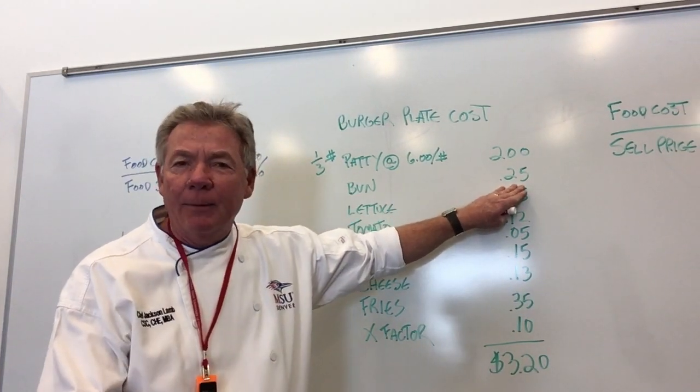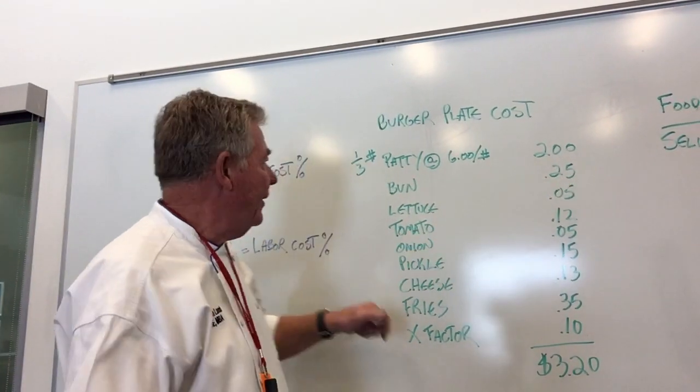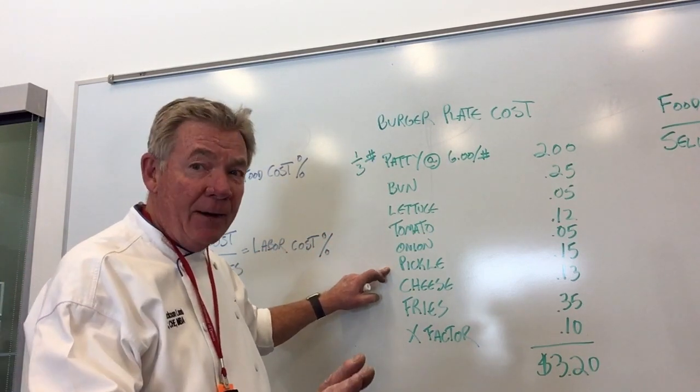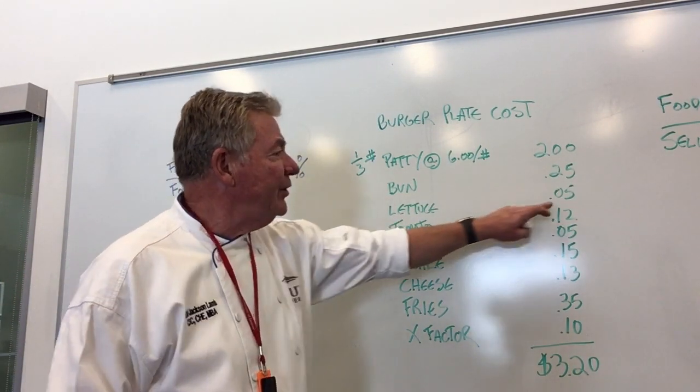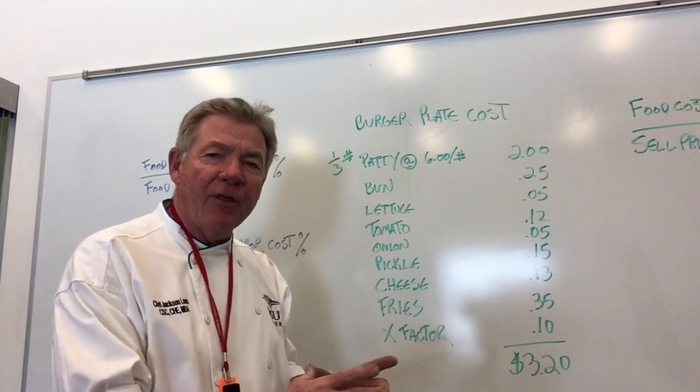Is that a reasonable expense? Of course it is. Let's continue. What else goes on that plate? Lettuce, tomato, onion, and pickle. Let's just stop there for a second. So how much is a little tiny leaf of lettuce that's just going to cover the bun?